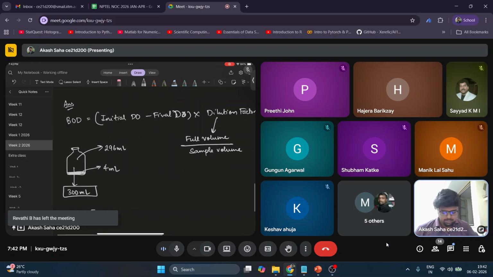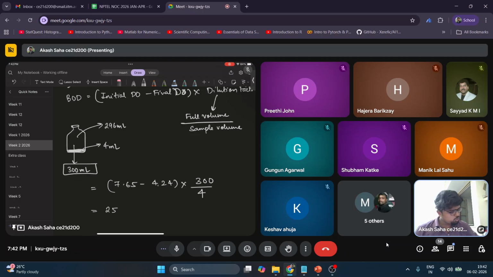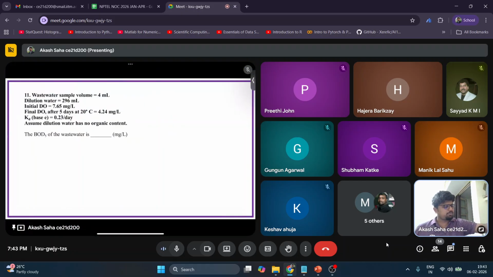So the initial DO is 7.65 minus 4.24, multiplied by the full volume 300 divided by 4. From 4 we have made it up to 300, so around 75 times dilution we have done. The answer will be 255.75 milligram per liter. I hope this is clear. This is only when the dilution is given in the question. If it is not given, then directly subtraction would be done.